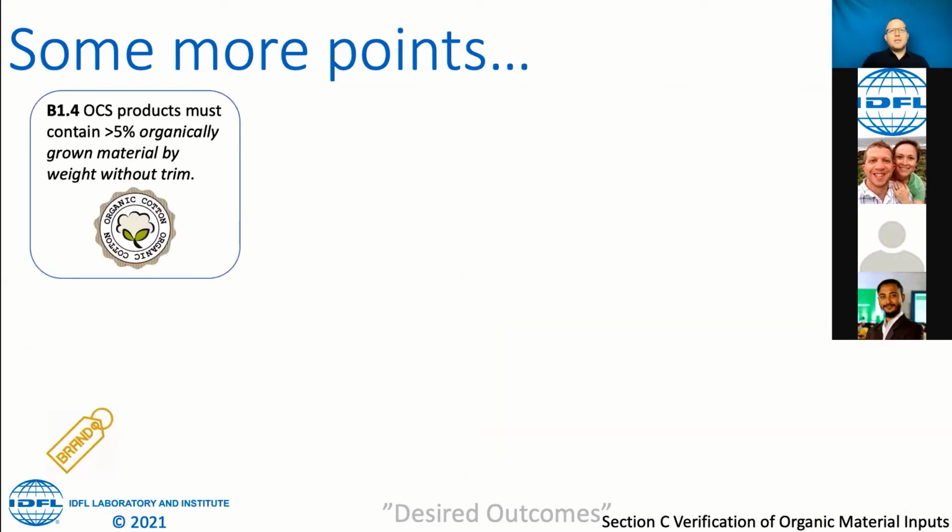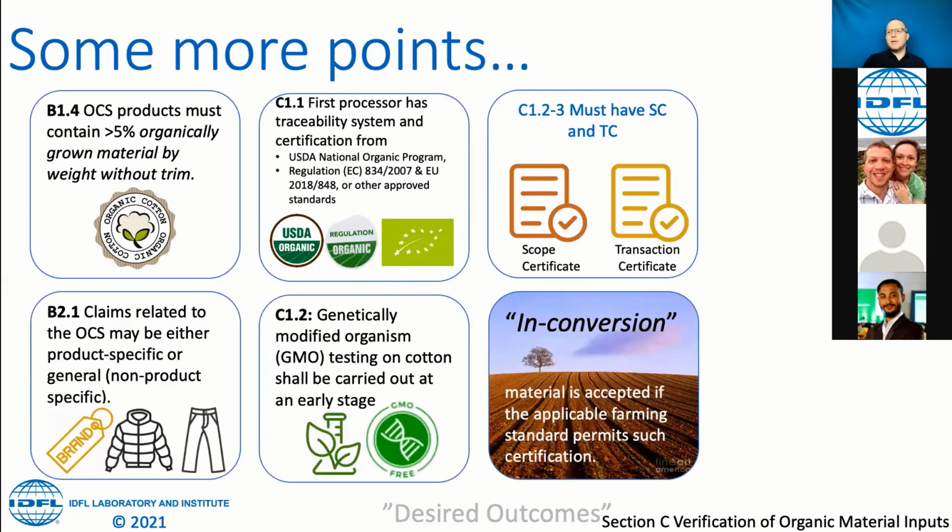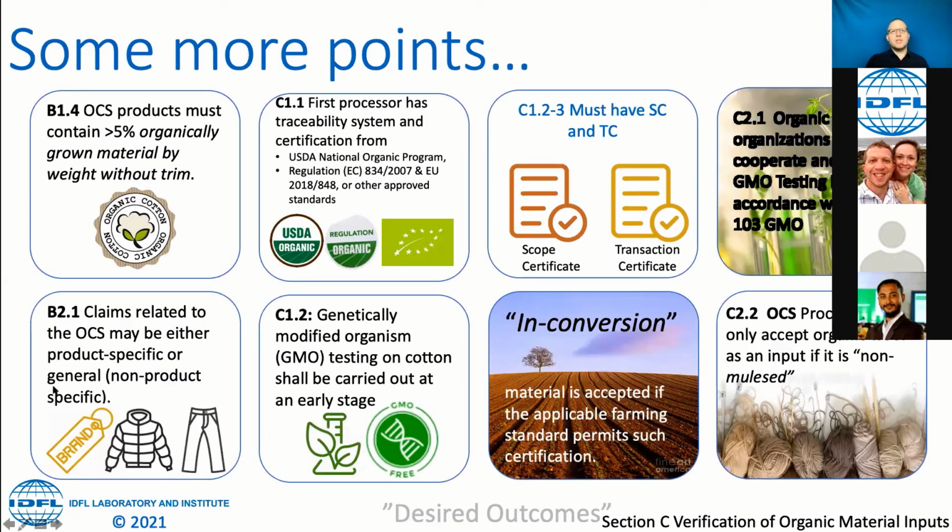Some of the points we address throughout the rest of the standard come back to some of the different definitions. As you look at some of these, OCS products must contain at least 5% of the material. The claims related to the OCS may be either product specific or brand specific, so each of the different materials or styles can be covered, which allows a lot of diversity. The first processor has the traceability system and the certification from either the USDA or the EU certification, or the country-specific one, wherever they're located.